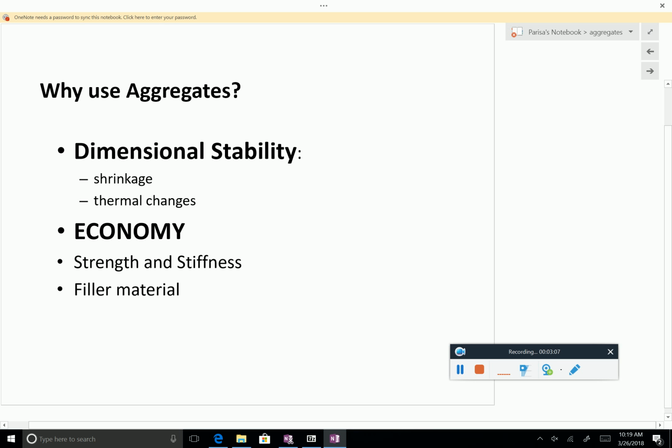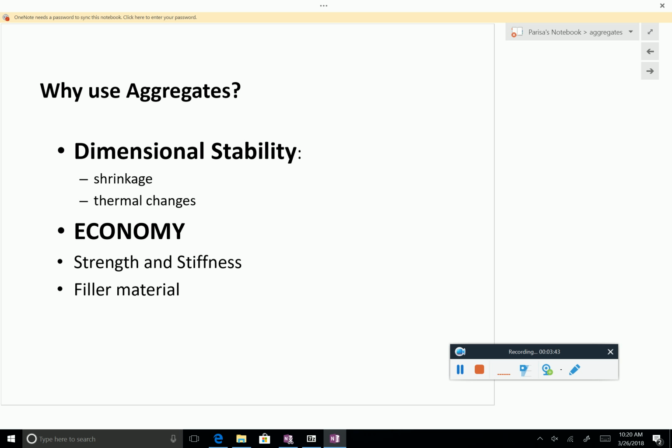So, here the font size kind of shows the importance of different reasons why aggregates are being used. So you see the largest font is which aspect? Economy, the cost. That is the most important one. And then it's the dimensional stability, because aggregates can be angular, so you can use them to keep things in place. And then there are other properties.